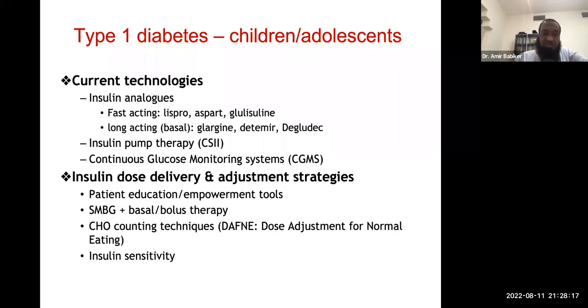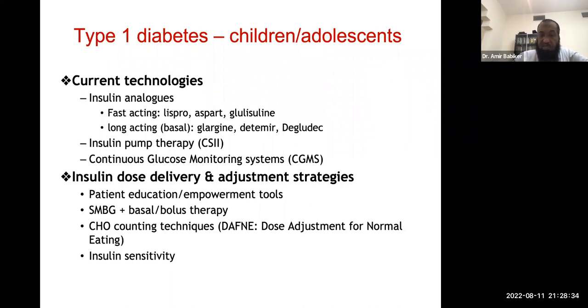And glucose monitoring systems, you have FreeStyle Libre, which also has a sensor now. Then patient education and empowerment to change insulin doses appropriately and discuss with the team, with open access as well.